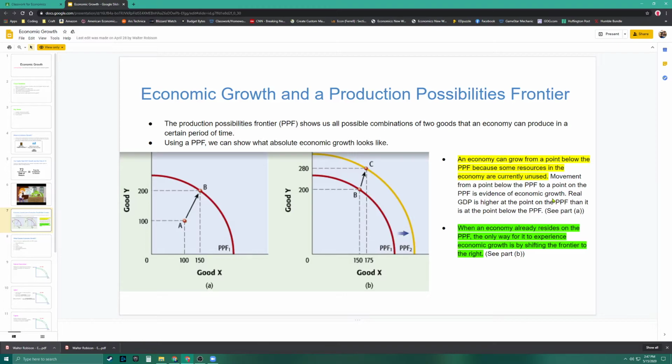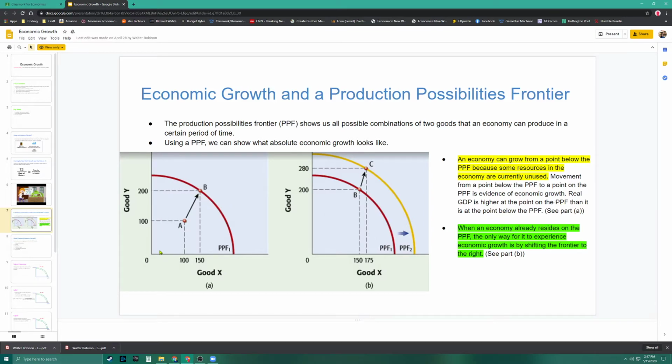Remember, it's two goods in an economy that can be produced over a certain period of time. So using a PPF, you can show what absolute economic growth looks like. An economy can grow from a point below the PPF because some resources in the economy are unused. A movement from a point that's below the PPF to a point on the PPF is evidence of economic growth. And real GDP is higher at the point on the PPF than it is below the PPF.